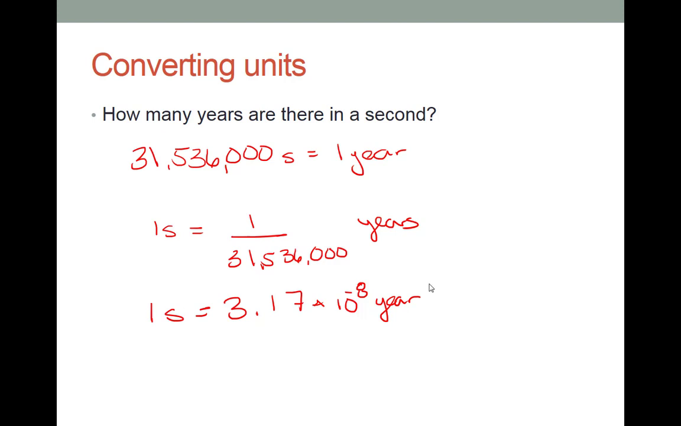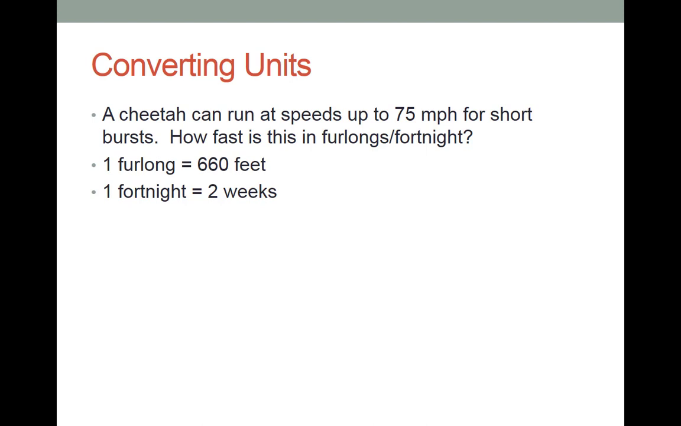Okay. Those are fairly easy unit conversions. Let's do something a little bit harder where we have to convert things in the numerator and in the denominator. So, cheetahs can run at speeds up to 75 miles per hour for short bursts. And I want to know what that speed is in furlongs per fortnight. Why? Because I can ask that. I have no idea when you would use the units of furlongs per fortnight. But it makes it kind of fun.